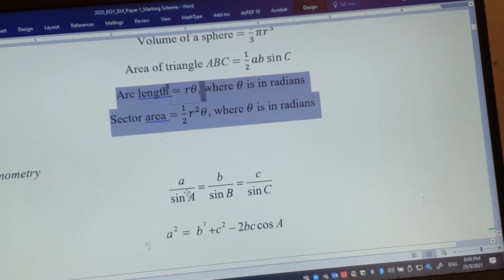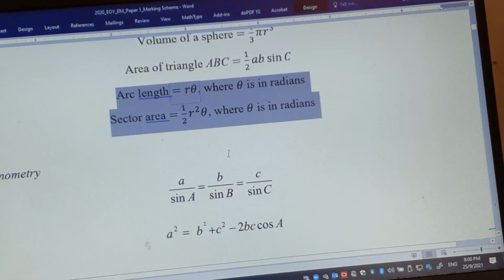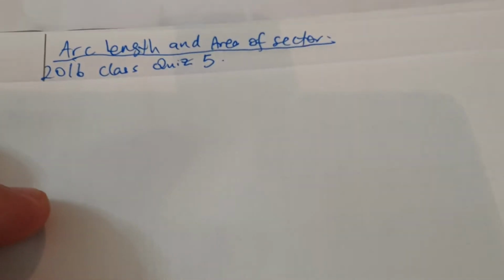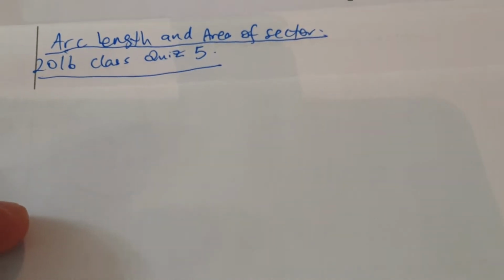Also, you have sine rule and cosine rule. You can refer to these two here, okay? Now, we're going to go through just two questions for this video. I think it's from your homework. You check, because somebody asked about these two questions.